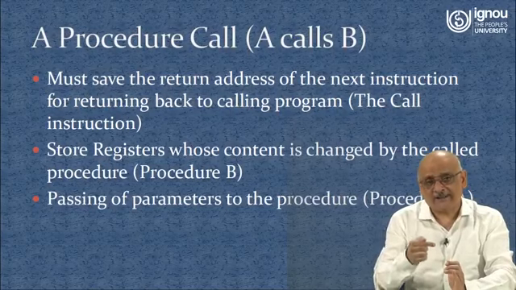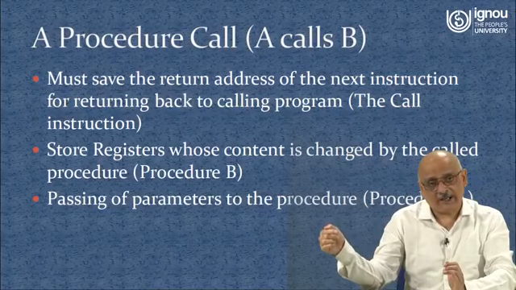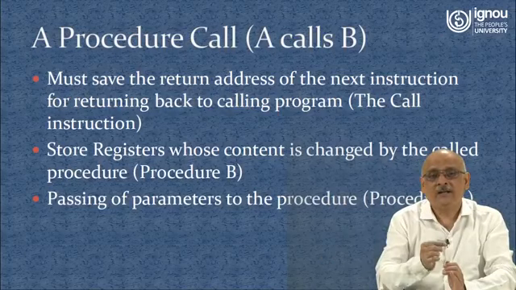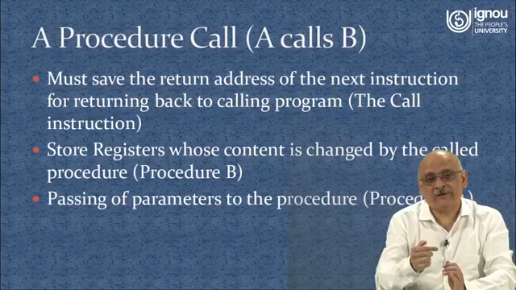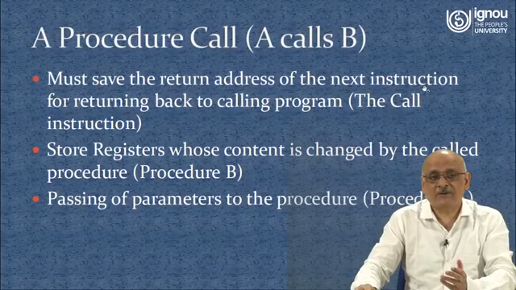So that next instruction actually is the return address, because call should take the program to another function, that is B. So now B code should be executed, and when B returns, it should come back to the next instruction after the call, and that address is already in the program counter. So it must save the return address of the next instruction, which happens to be in the program counter, for returning back to the calling program.